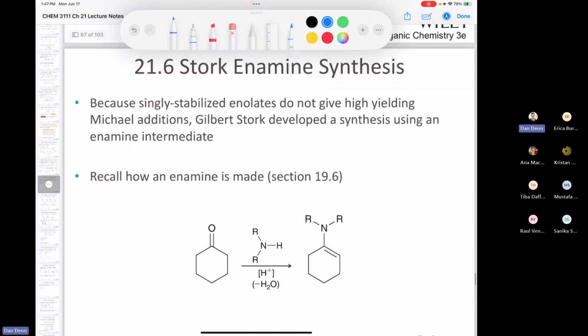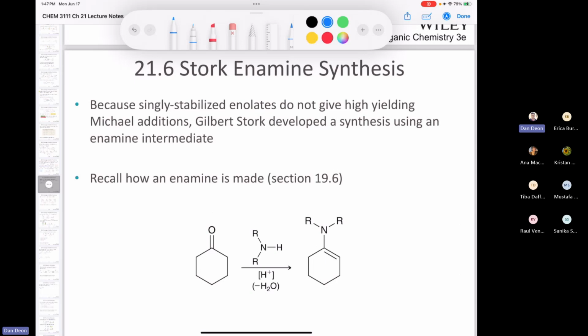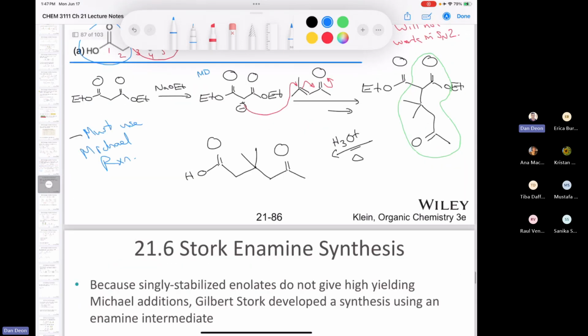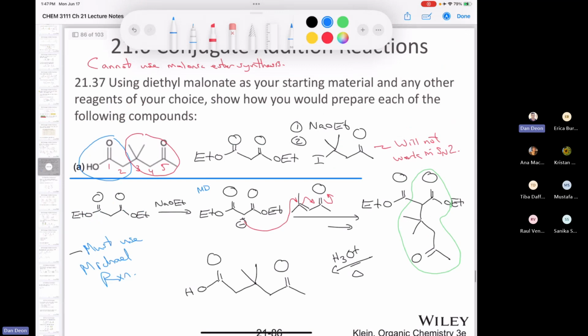Okay. So now we're getting very close to the end of chapter 21. We literally have what, 2 reactions left. We have to cover the Stork enamine synthesis and Robinson annulation. So if you go back to the Michael addition, right, what did we always end up with? We ended up with some kind of 1, 2, 3, 4, 5 dicarbonyl.